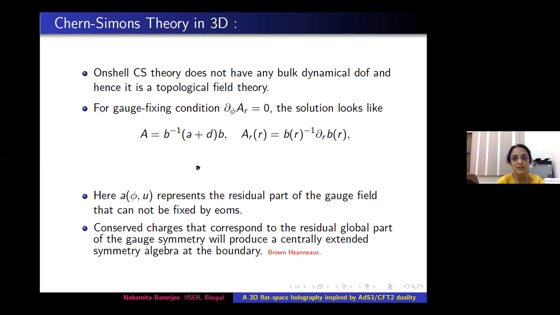And the most important part is, even after using the equation of motion and your gauge freedom, you cannot fix a. Okay, so this a actually represents the residual part of your gauge field that cannot be fixed by using the equation of motion. This is a feature of these theories, that even after using the equation of motion and your gauge freedom, you cannot find a complete solution. There is still a part that you have no hold on, and that, in this case, I have denoted by a.